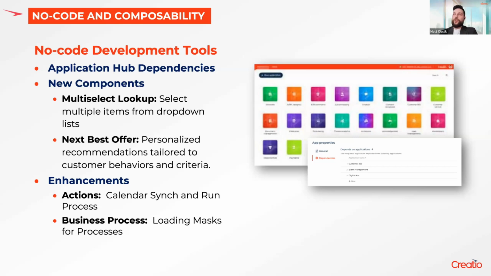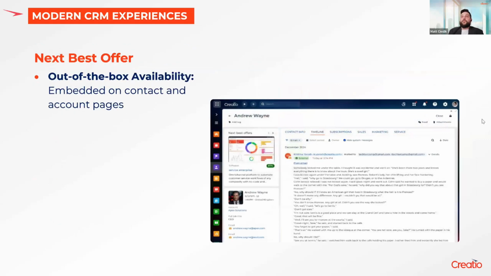Next, best offer is also a component that you will see in the drag and drop designers. This one is based on a machine learning model that will match the best offer for your customer, leads, or maybe even accounts.